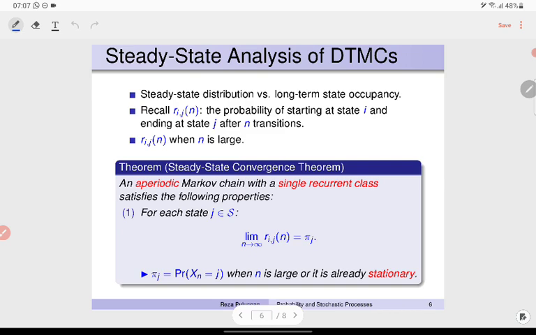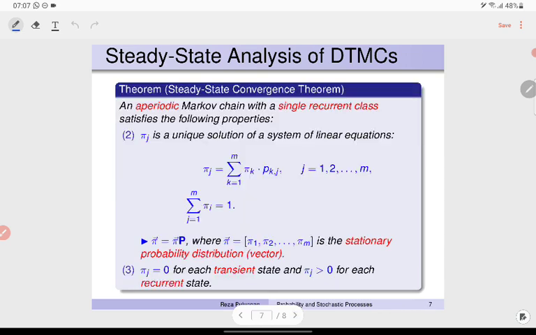That's the first property. The second property is that pi_j is the unique solution of this system of linear equations. What is that? pi_j is equal to the sum of k equal to 1 until m of pi_k multiplied by p_kj, for j equal to 1, 2 until m, and the sum of pi_j, for j equal to 1 until m, is equal to 1. So if you sum all the probabilities pi_j, this will be equal to 1. This is the normalizing factor basically. So this is a system of linear equations.